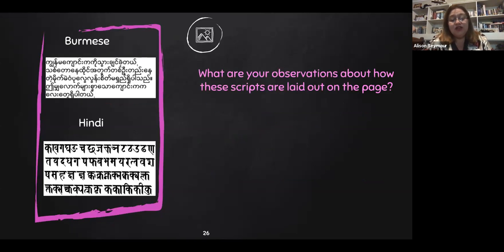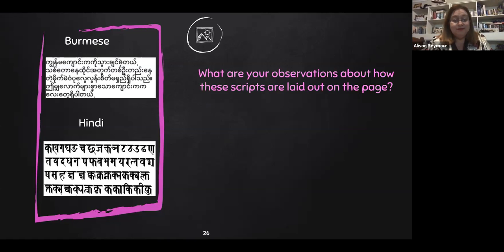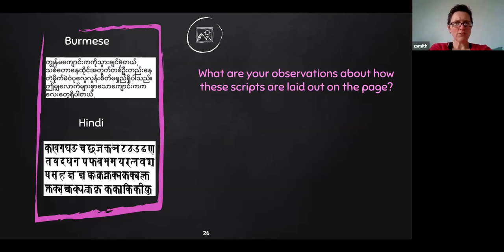Okay, so just looking at these scripts, I'll just ask you what your observations are for how the scripts are laid out. There's no spaces on the top one, the Burmese, so you can't see if there's individual words, can you? Exactly, yeah. So spacing, yeah, there's one thing.